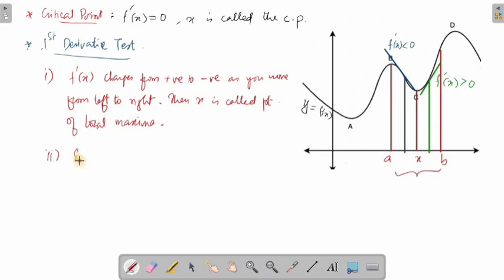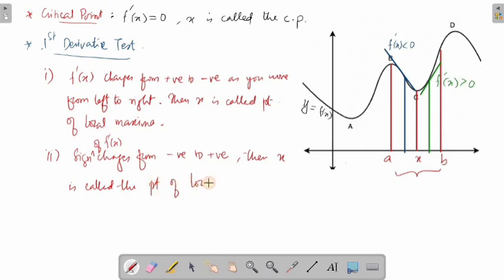So same thing: the sign of f dash of x changes from negative to positive, then x is called the point of local minima. I hope you are clear. From the diagram it is clear that it is a point of local minima. I hope this is clear.